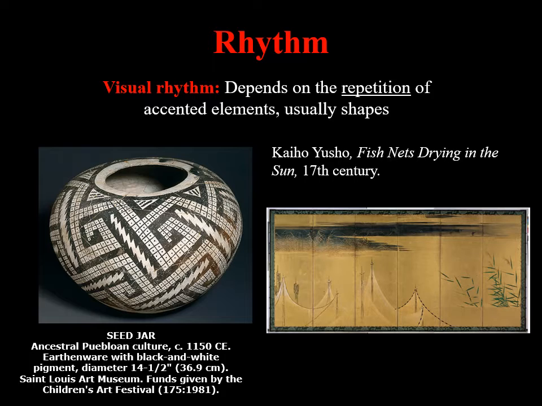Another good example, the seed jar from one of the Pueblo cultures. You can see the patterns. Again, it's repeating itself. There's a lot of jagged, up and down imagery going on with it. So rhythm's pretty easy. Just repetition of the parts of the images.